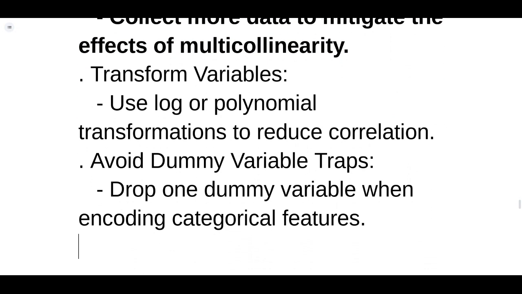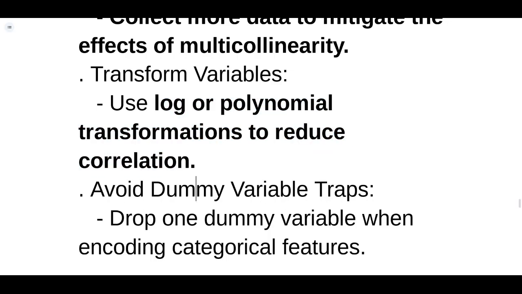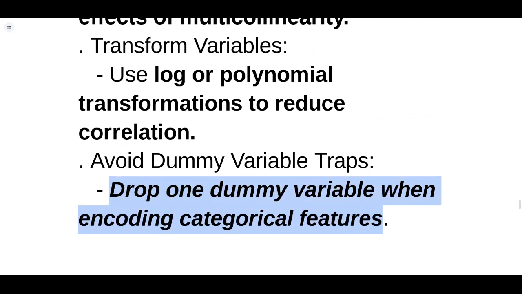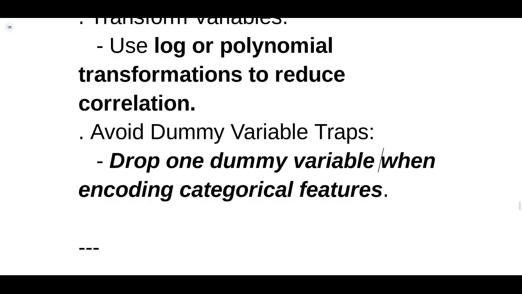Transform variables: use log or polynomial transformations to reduce correlations. Avoid dummy variable traps: drop one dummy variable when encoding categorical features.